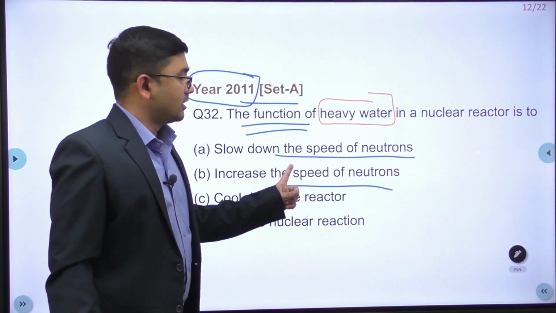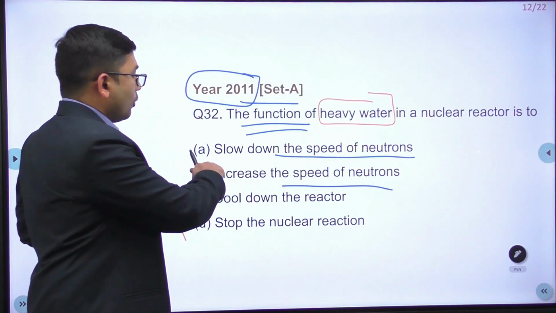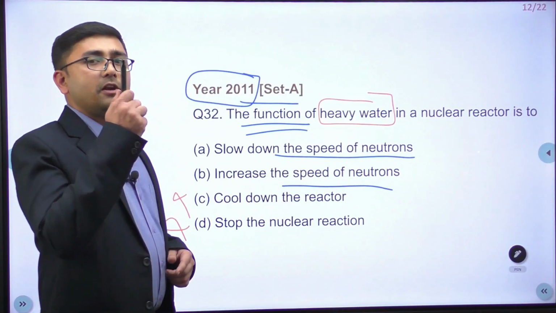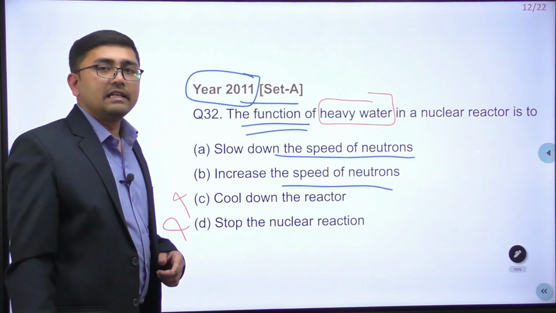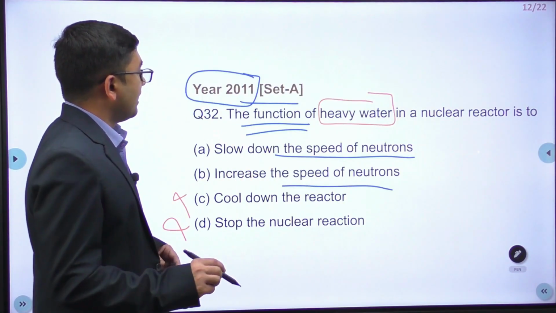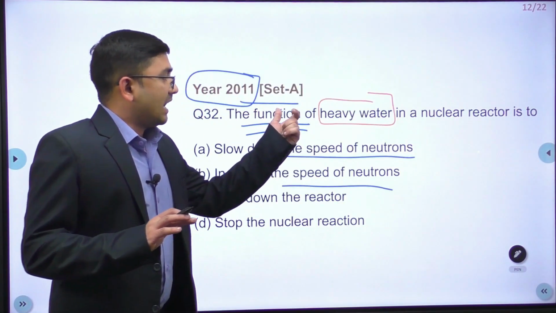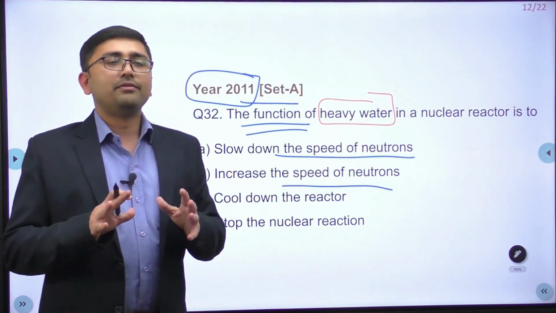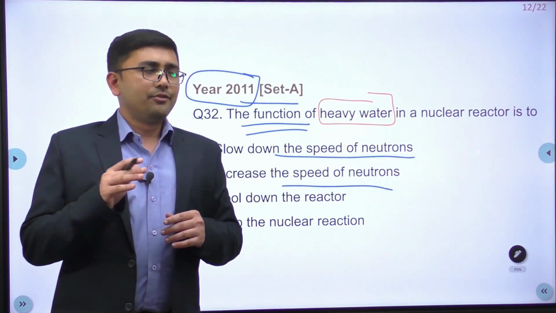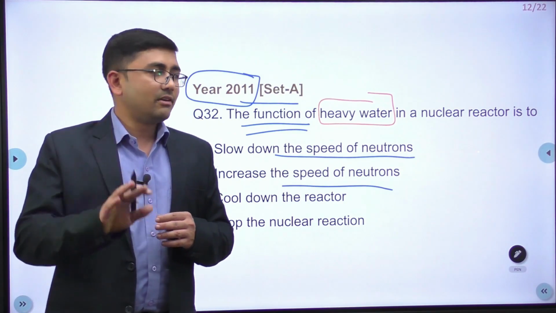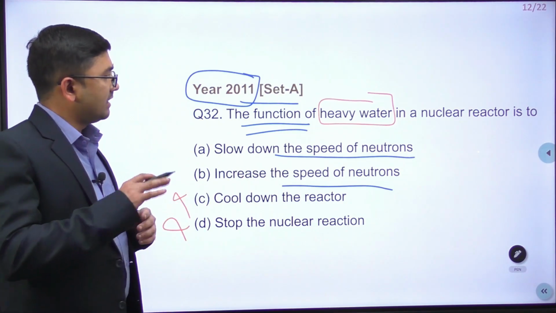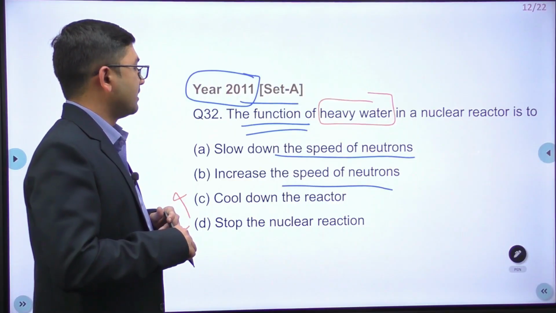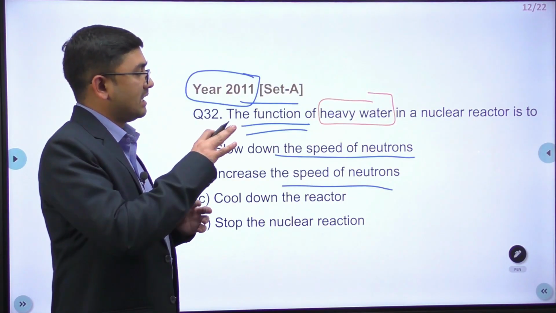Why? The speed of neutron, alike. Slow down the speed of neutron, increase the speed of neutron. This is called alike contradictory. Now guys, it is saying heavy water and function. You are aware about nuclear reactors, nuclear fusion, fission, because if you are preparing for the last 6 months, at least you are aware of the basic concepts. And I guarantee you are aware about nuclear reactors, the chain reaction and all.